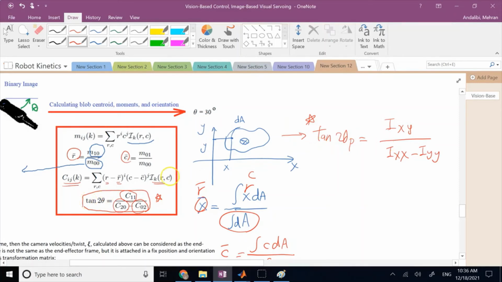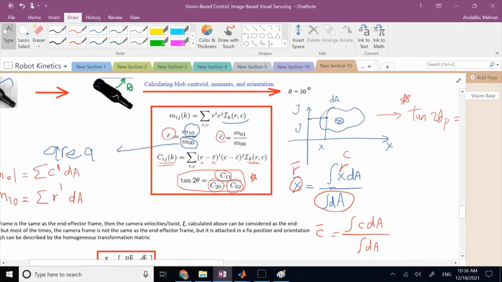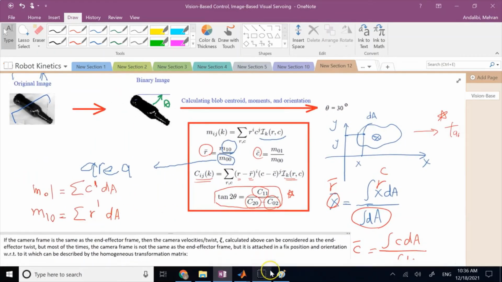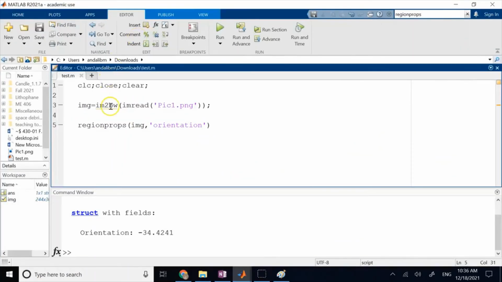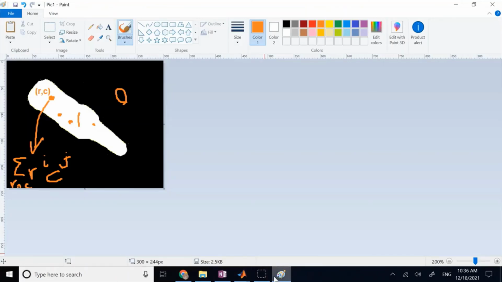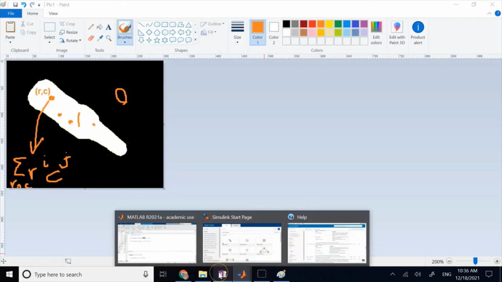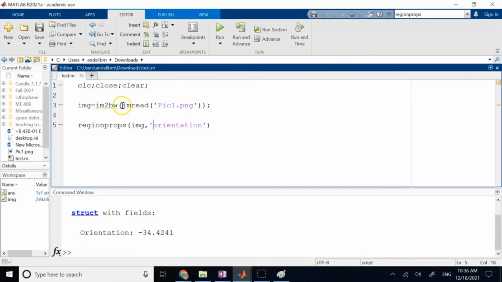So everything here is very similar to what you had in statics, and all I need to do here in MATLAB, if I show you this simple line of code, is read that image that I just showed you and convert it into binary. Here I read it using the command imread, and then I use im2bw, which directly converts your image into binary, black and white. And then there is this command called regionprops. If you pass the image to regionprops, it can give you lots of different properties of that blob.